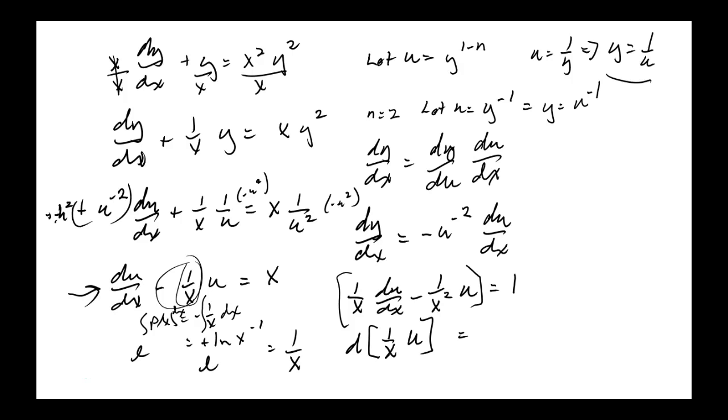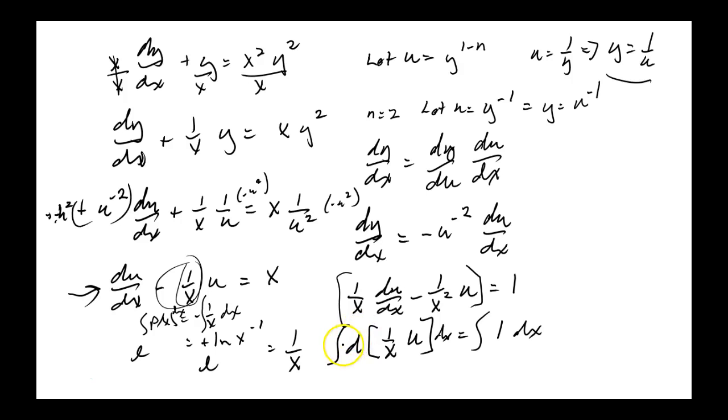Plus the second times the derivative of the first. And the derivative of x to the minus 1 would be minus x to the minus 2. And that's what that is. So yes, this is a perfect derivative, and this is equal to 1. So what do we do with the perfect derivative? We integrate it. And this will be dx, integrate with respect to x. You can do this with respect to x too, it doesn't really matter.